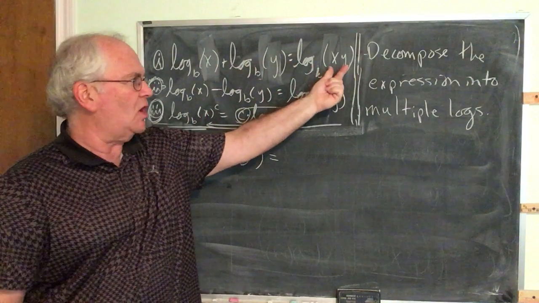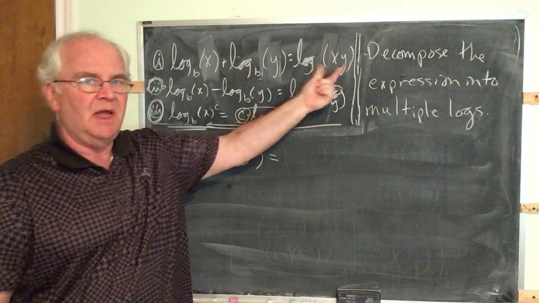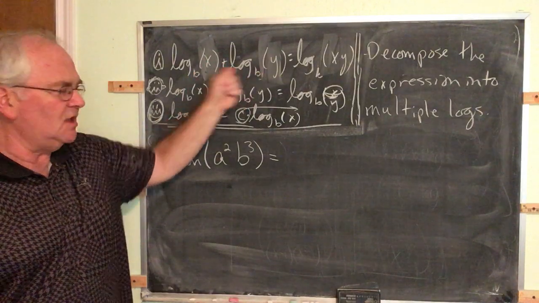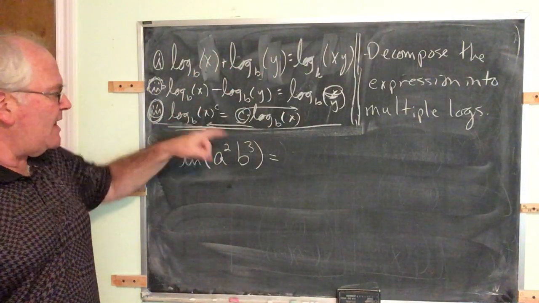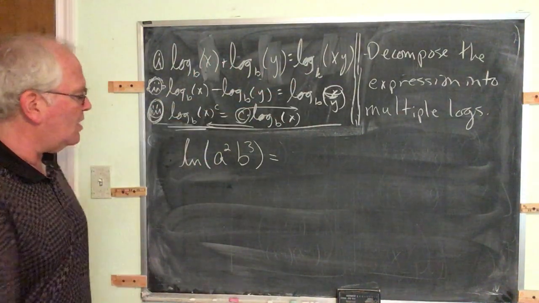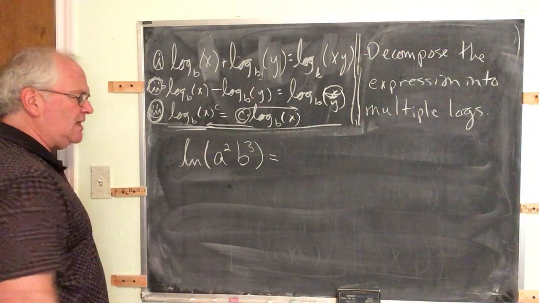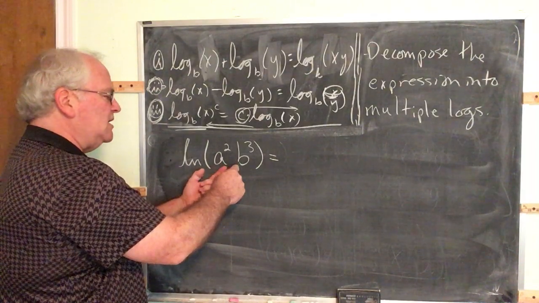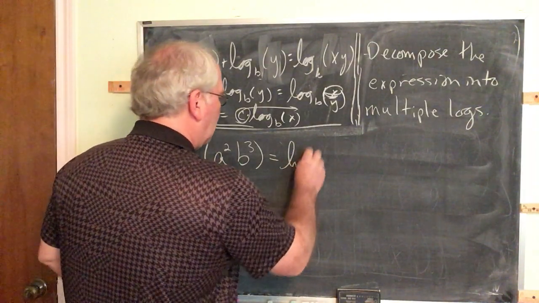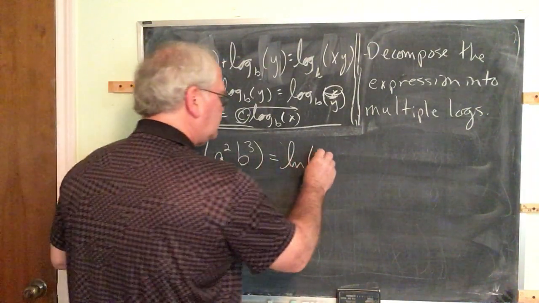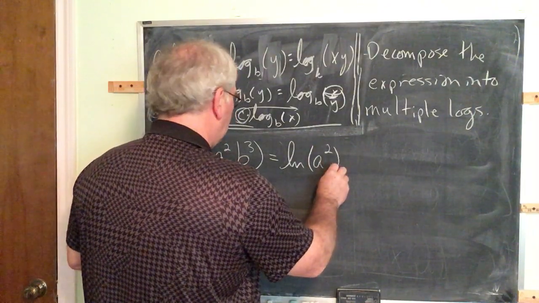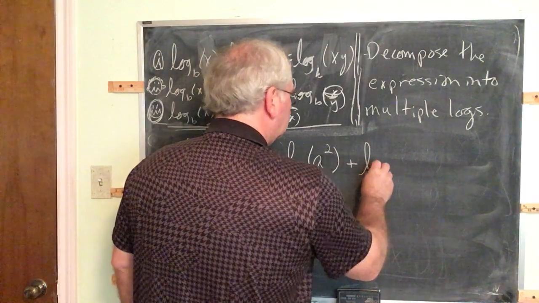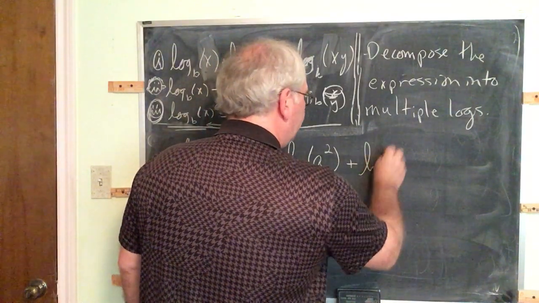We're going to start with the logarithm of two things multiplied together and rewrite that as individual logs of each of the individual factors, maintaining the same base as you go. Well, we have natural logarithms, so we're going to maintain natural logarithm. So we can take this and break this into two individual natural logs, natural log of the first plus the natural log of b to the third.